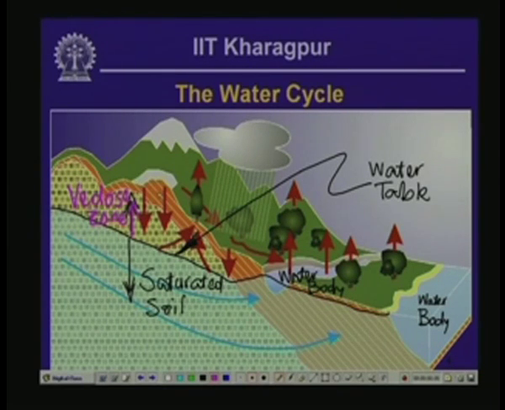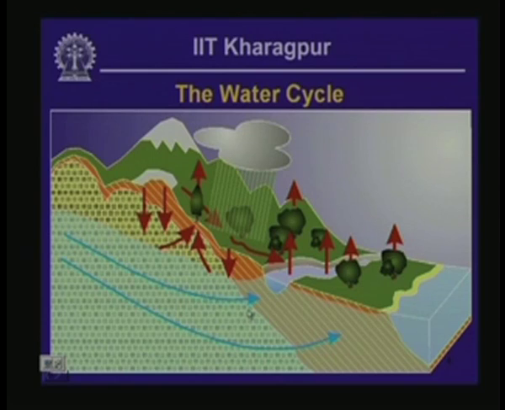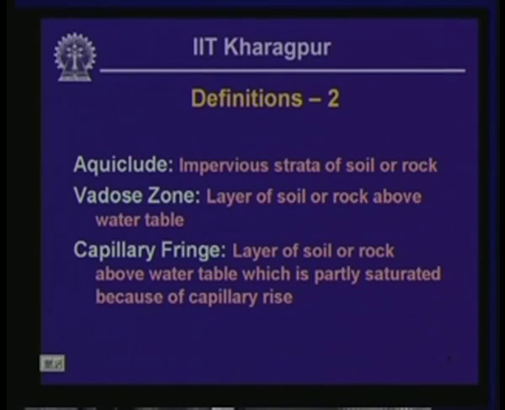So that is a zone of unsaturated layer, a layer of unsaturated soil. A portion of the vadose zone can be partially saturated because of capillary rise, as we have already discussed. Okay, now let's get back to where we were. We have covered all the definitions that are required for the preliminary concepts of groundwater hydrogeology.